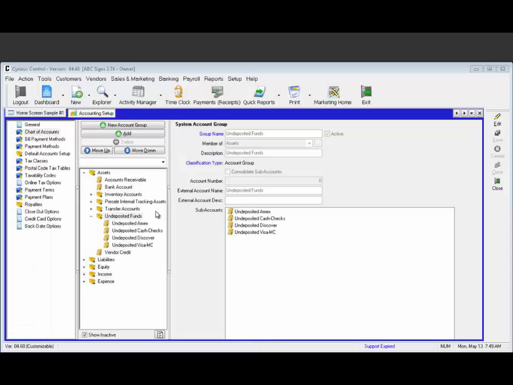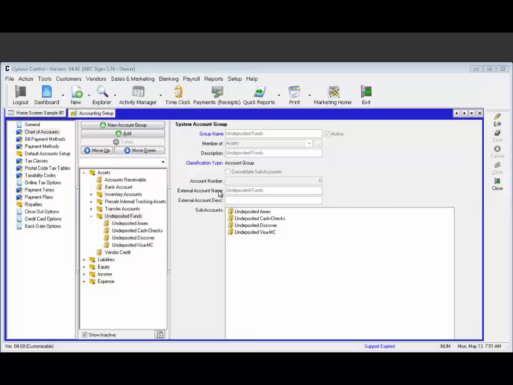Looking back in Control, we can see our asset account for undeposited funds here in the chart of accounts, and then the name of the account in QuickBooks that you have to match is going to go here under External Account Name. On each of these accounts, the external account name must be the same as the matching account name in QuickBooks. So in other words, undeposited funds goes into an account in QuickBooks named undeposited funds.